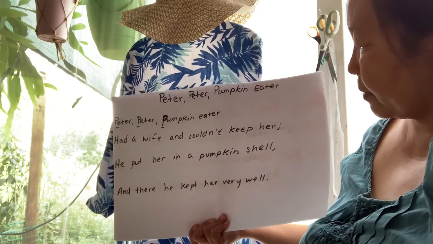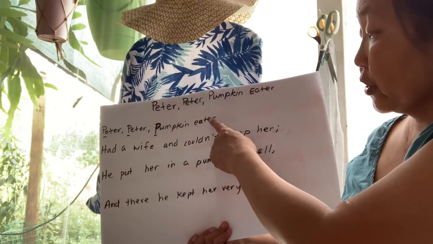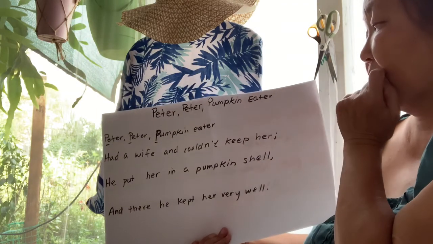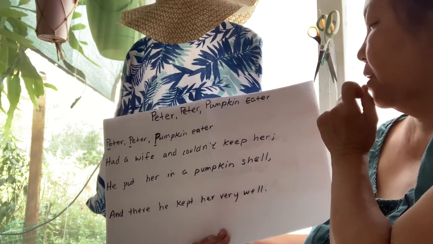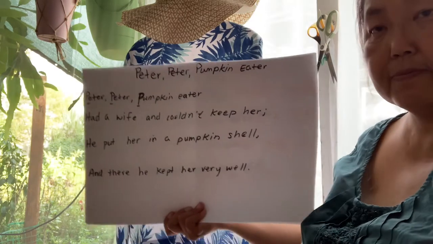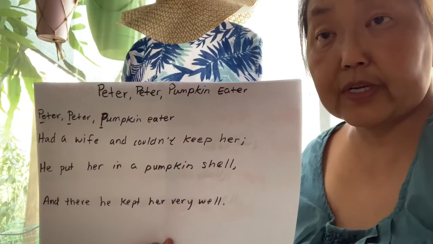I know we've been talking about rhyming words. Her, eater, and her. Doesn't really rhyme, but the ending does sound the same. Eater, her, that rhymes. And shell, well, it rhymes, huh? Well, today we are going to change the letter. We're going to substitute the letters.